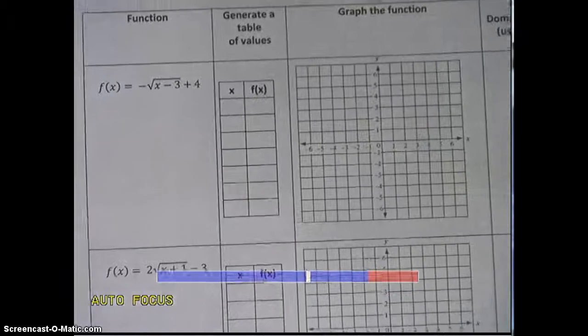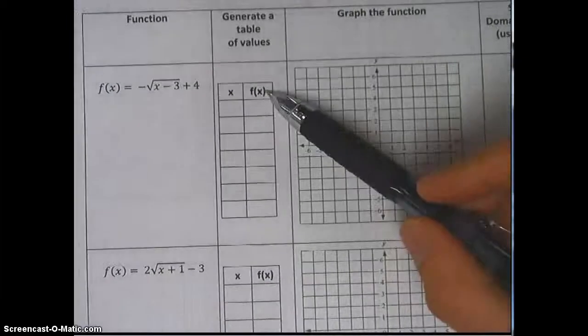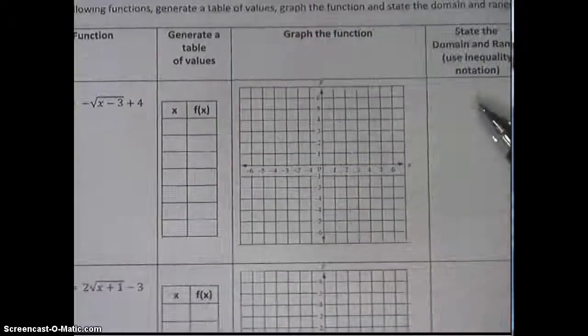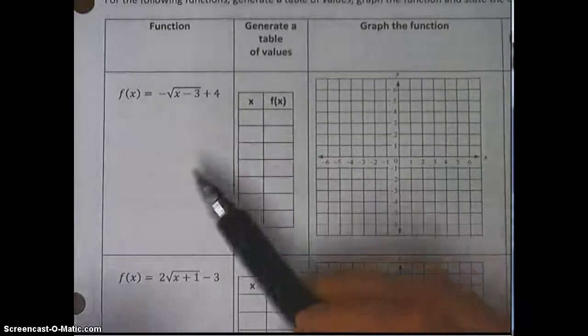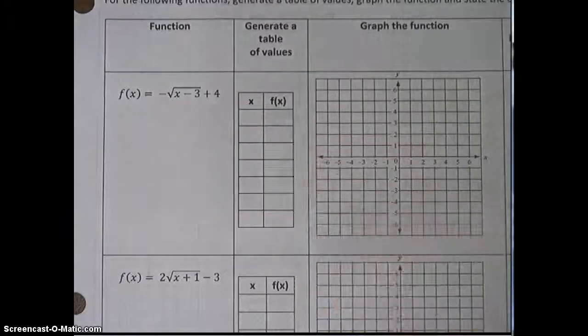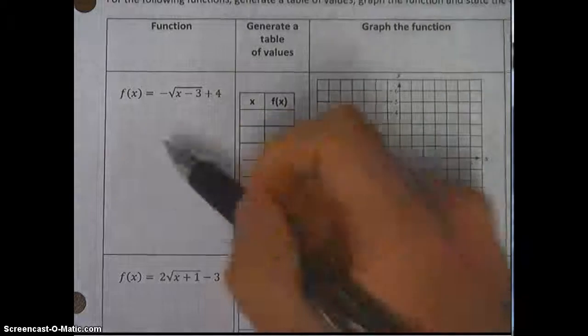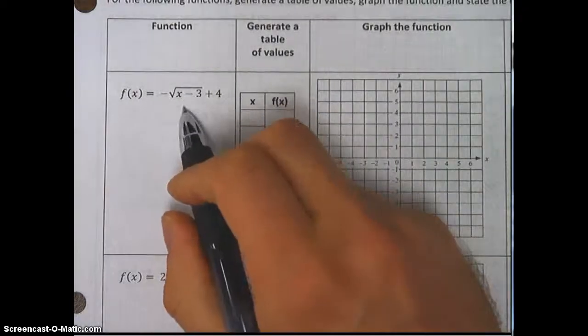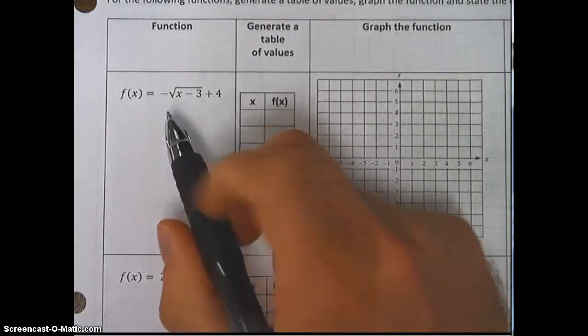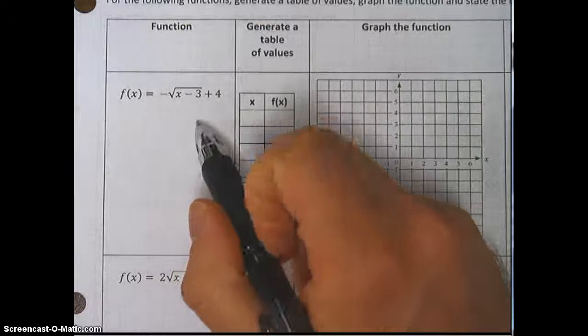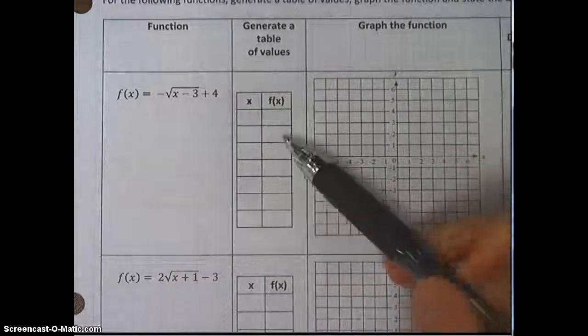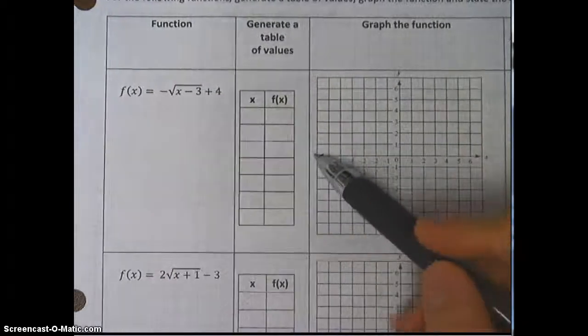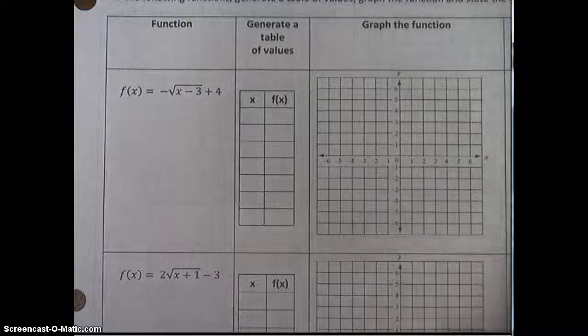What I want to talk to you about are problems like these. We have a function. You're supposed to generate a table of values, graph the function, and then finally state the domain and range. So let's work through this problem together. The first thing I like to do with this function is identify the transformations that are occurring. The reason is I want to be able to generate a table of values without having to use a calculator. That's the whole idea here.